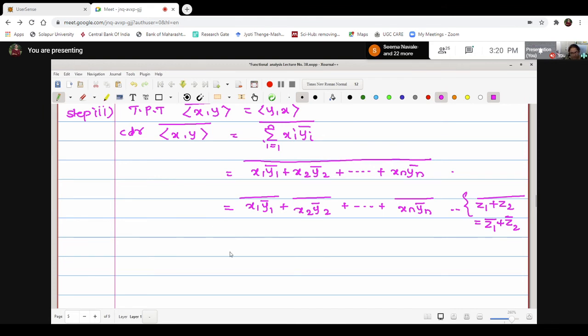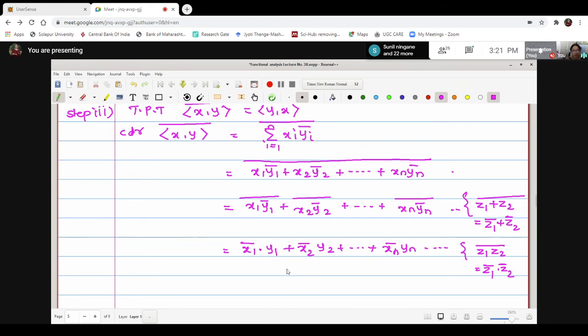Now, we will use the same property in case of multiplication. Therefore, this is x1 bar into y1 bar bar, and y1 bar bar is the number itself. Therefore, I write x2 bar y2 and so on. The property we have used is the conjugate of z1 z2 is z1 bar z2 bar.